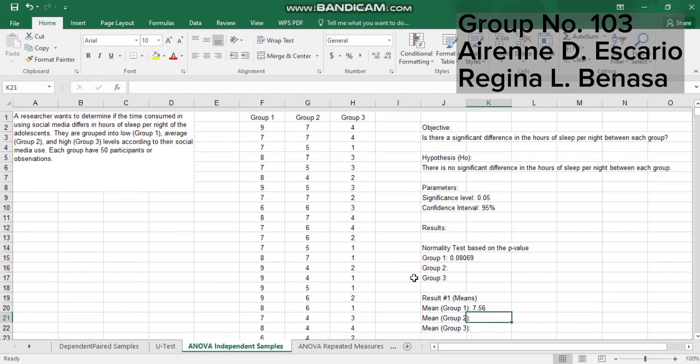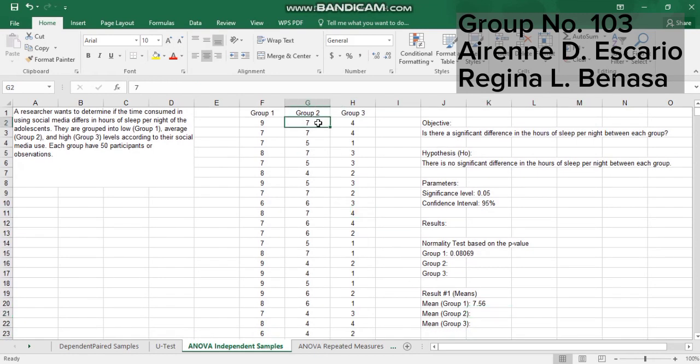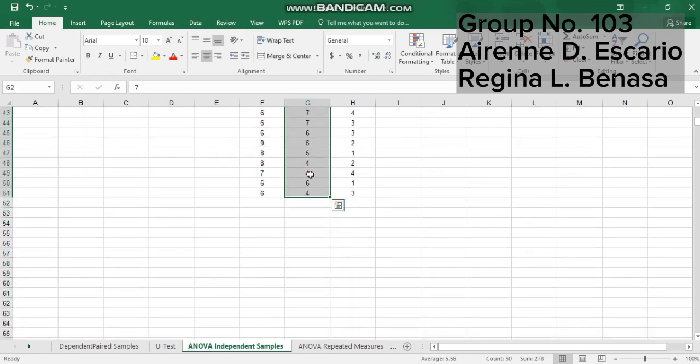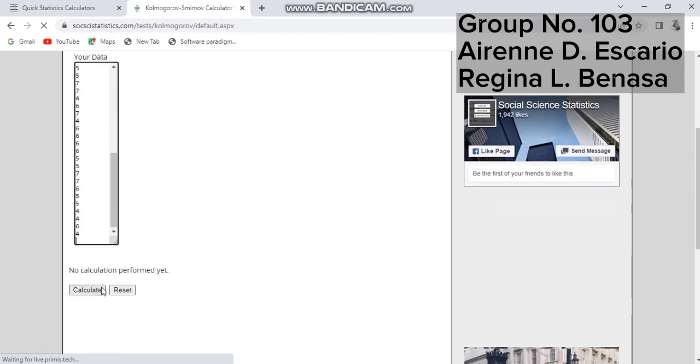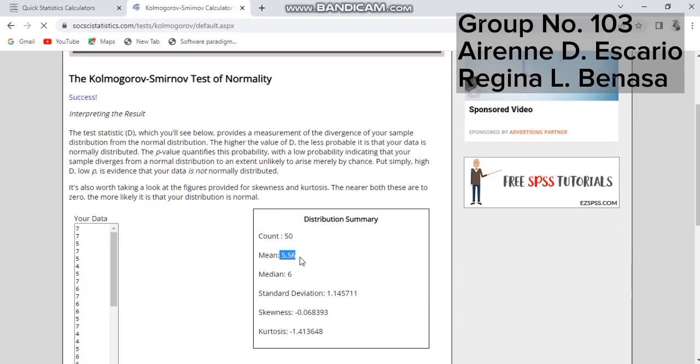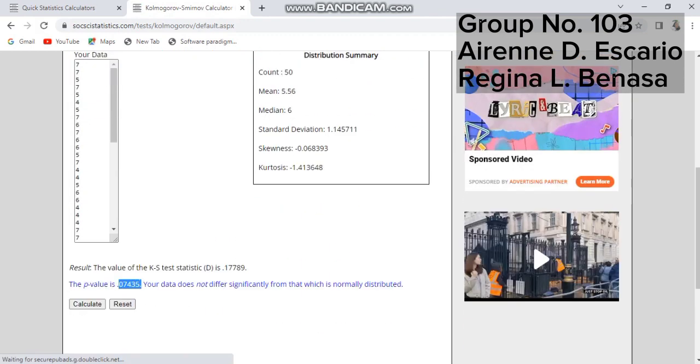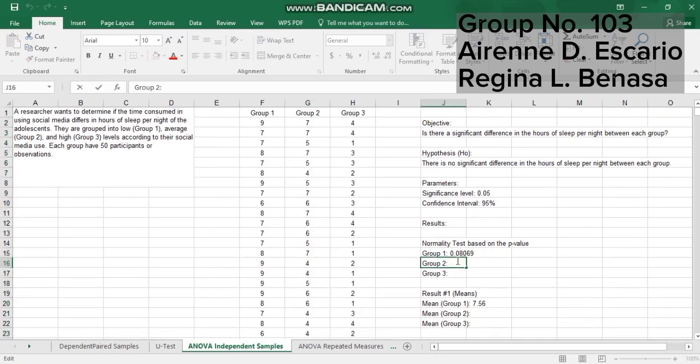Okay, next is for group 2. Same procedure. Let's copy and paste the dataset, then calculate. So for group 2, we have the probability value of 0.07435, which is greater than the significance level of 0.05. Therefore, this dataset is normally distributed, and its mean is 5.56.